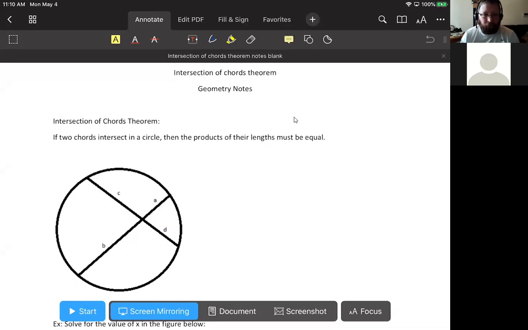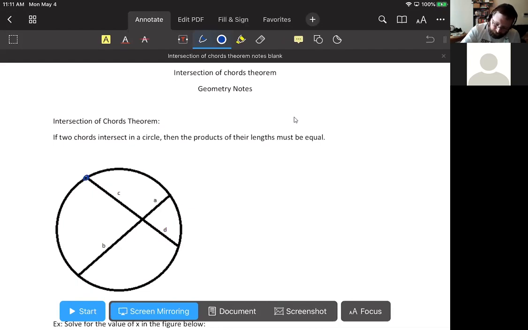Okay. What that means is we've got these two chords in this circle here, and they are intersecting, not necessarily at the center, but they are intersecting. You'll notice that both of those segments are chords because their endpoints lie on the circle. That makes those chords. Now remember that diameters are chords. So if one of these were a diameter, that would make no difference. It would still work, okay?